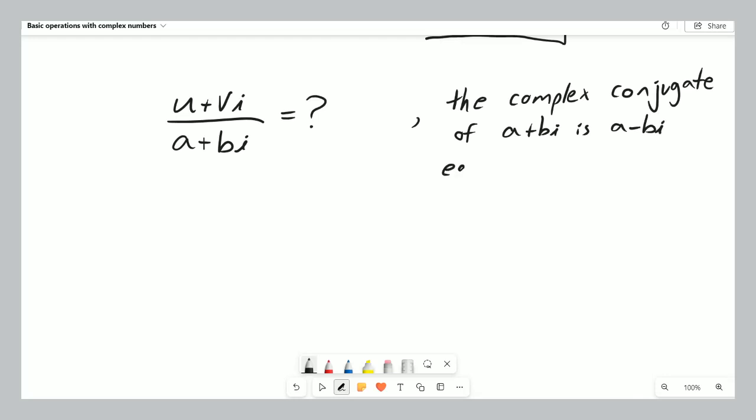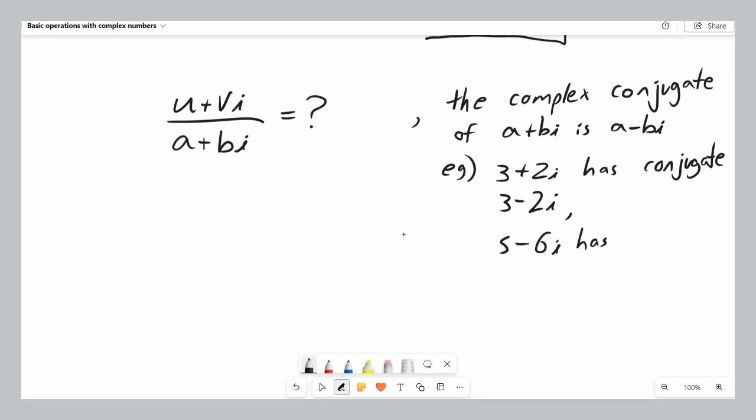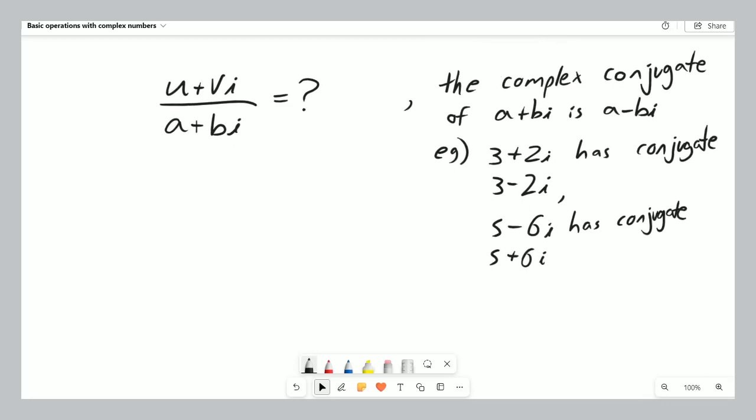Okay? So for example, 3 plus 2i has conjugate 3 minus 2i. Okay? 5 minus 6i has conjugate 5 plus 6i. Right? These are pairs of complex conjugates. And here's where that comes in useful.